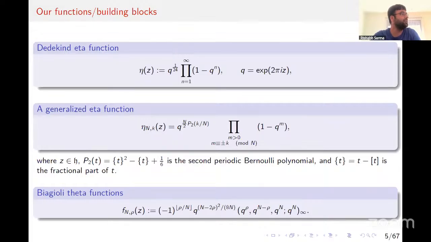Moving on, here are the functions or building blocks that I'll be using in my talk. The Dedekind eta function, a modular form of weight half, the generalized eta function defined by the following, and something that I'm calling Biagioli theta functions. I'm calling them Biagioli theta functions because I have seen them first defined by Biagioli, I guess, in one of his papers, where he talks about their transformations and modularity. And these Biagioli theta functions can be written in terms of the generalized eta function and vice versa.